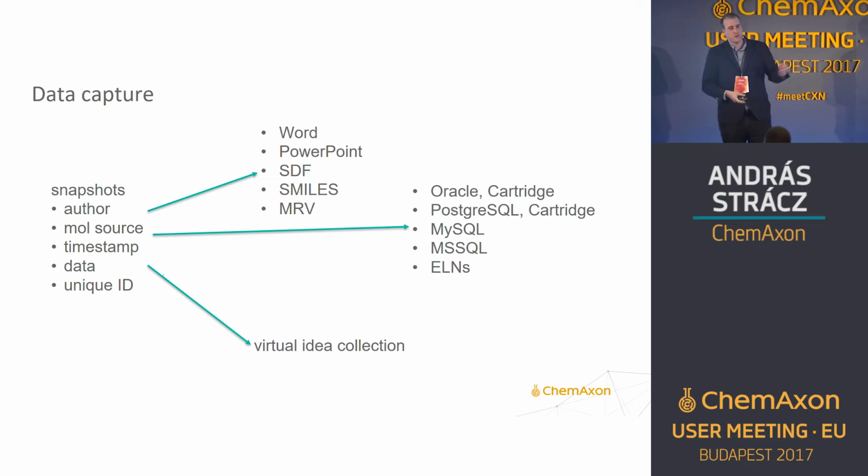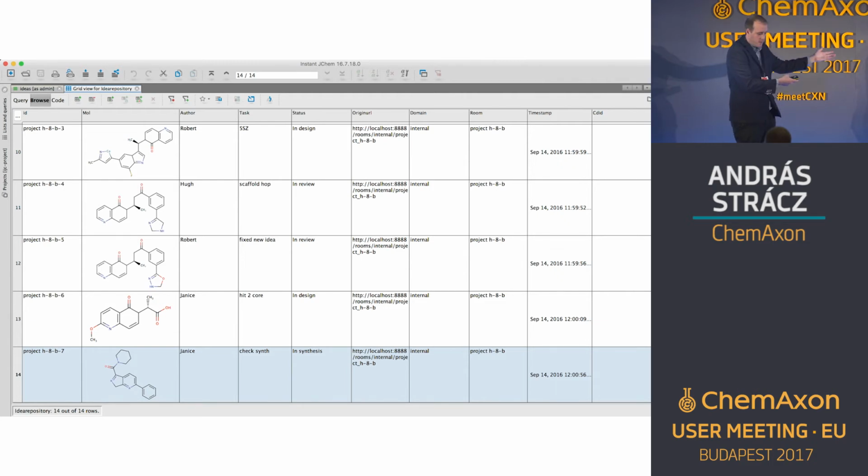We can generate reports from this, like PowerPoint, SDF, Smiles, whatever you need. But we can also automatically deposit this data into the ELN, where it becomes like an experiment draft that the synthetic chemist can directly take over then, or put it into relational databases like an Oracle or Postgres database with or without a cartridge. In Instant JChem, it might look like this.